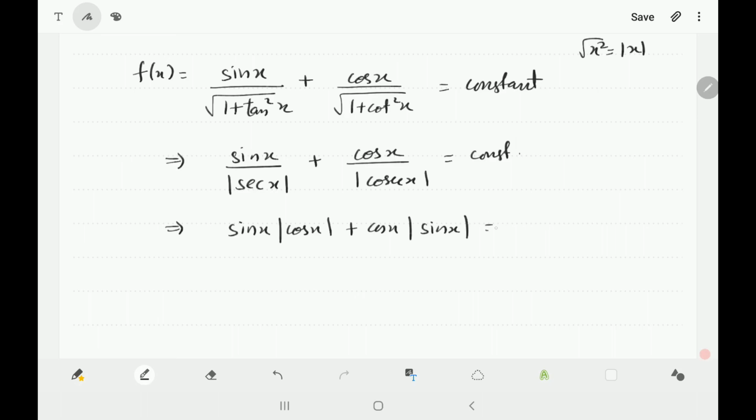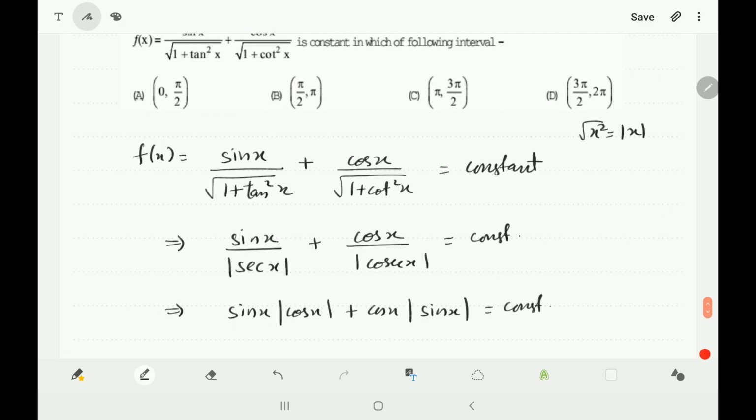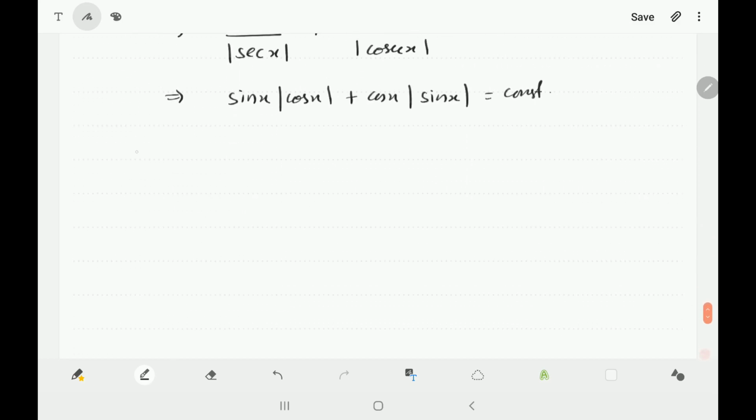Okay, so we need to check in which interval this term will be constant. Okay, so the intervals are given as first quadrant, this is first quadrant, this is second quadrant, this is third quadrant, and this is fourth quadrant. So now let's check in first quadrant first. In the first quadrant, all the terms are positive. You already know this thing. So the inside value of the mod is positive, this is also positive. So this term will become sin x cos x plus cos x sin x. So it will be 2 sin x cos x. So it is not constant because it is dependent upon x. So this won't be our answer.